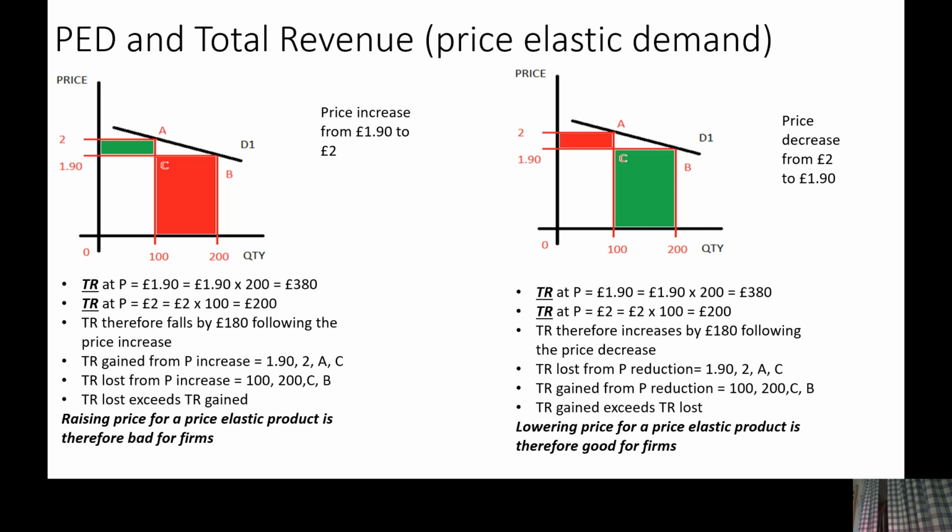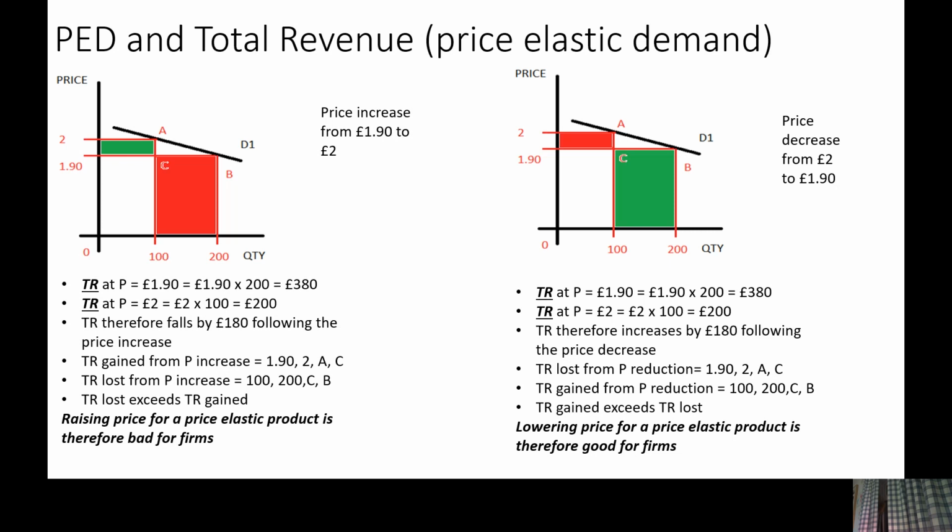Now look in the first diagram. This time the firm increases price by 10p, from £1.90 up to £2. It's a really, really small increase in price, but the demand plummets from 200 down to 100. Now look what happens this time.